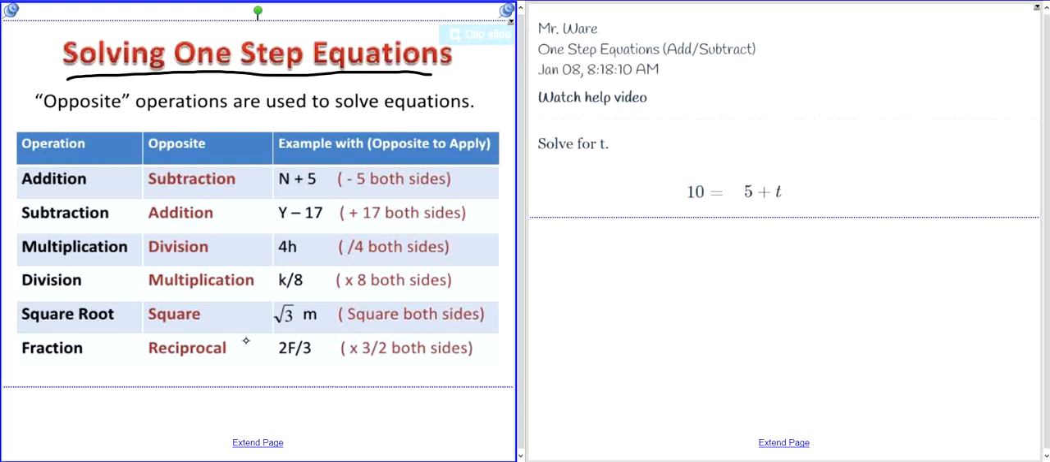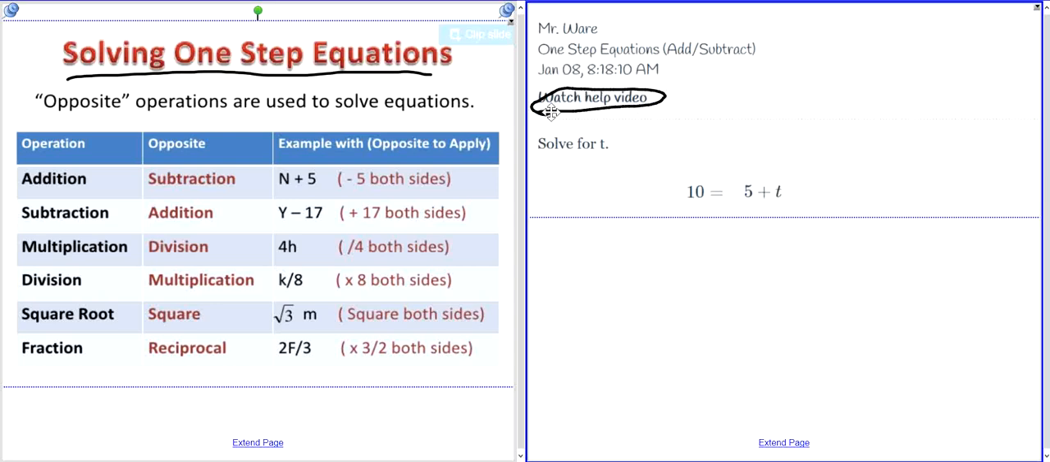So what I'm going to do is give you some examples and work through some of these. I'm going to do 2 addition, 2 subtraction, 2 division, 2 multiplication, and 2 fractions. Let's take a look at a couple examples. And remember, you could always watch the video that's given here in case you get lost. Alright, let's take a look at this first example.